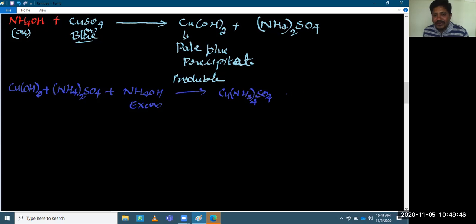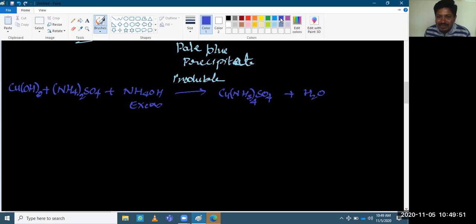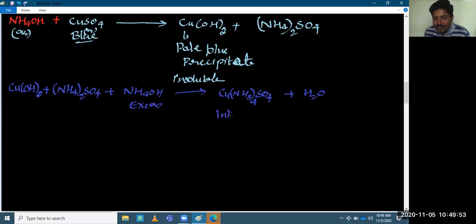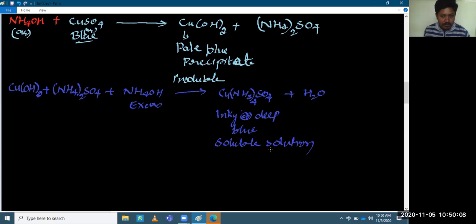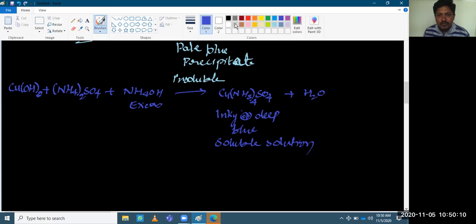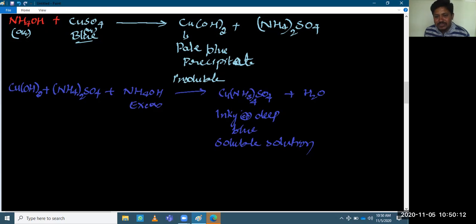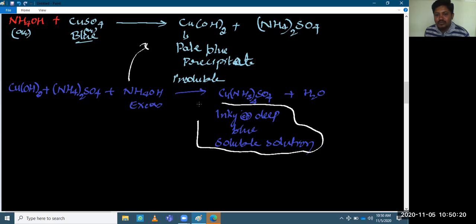Tetraamino copper sulfate we will get along with water, but the tetraamino copper sulfate is inky blue in color. Inky or deep blue in color. Blue solution. Soluble solution, inky or deep blue soluble solution. Okay, so this is the point. So on adding excess ammonium hydroxide to the resultant mixture, that produces a deep blue or inky blue soluble solution.